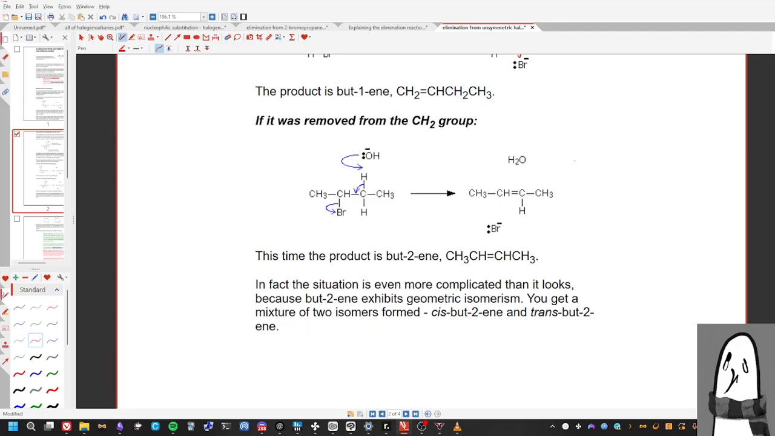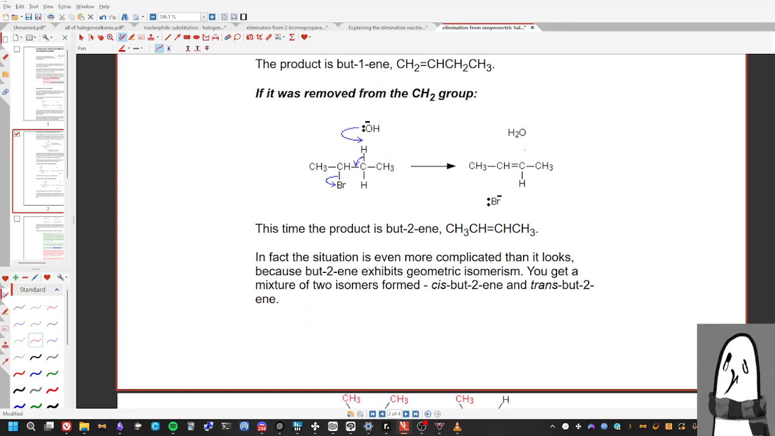But if it's removed from the CH2 group, then let's see. Again, if it went like this, because now it has the room, it can choose. However, if it goes into here again, it would result in one of these having to become a hydride ion, which is again impossible. So you're having H taken away, electron going to the CH double bond, then going to Br, Br leaves, double bond with a C, H, CH3. Okay, fine. Now, this product is but-2-ene.